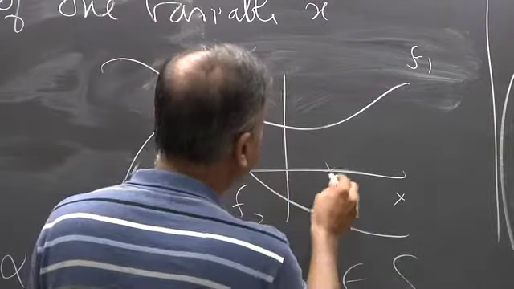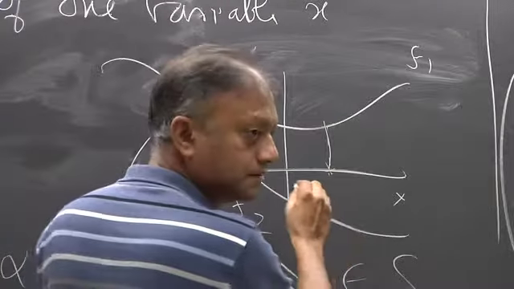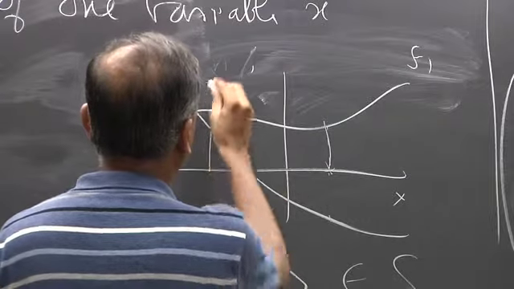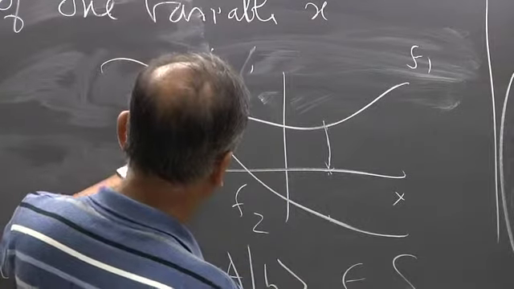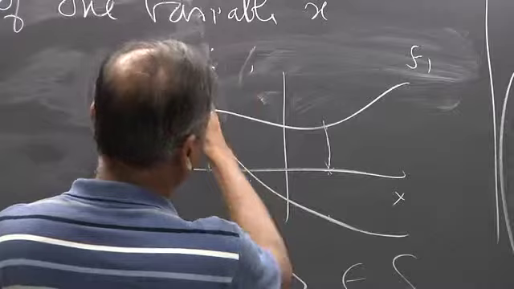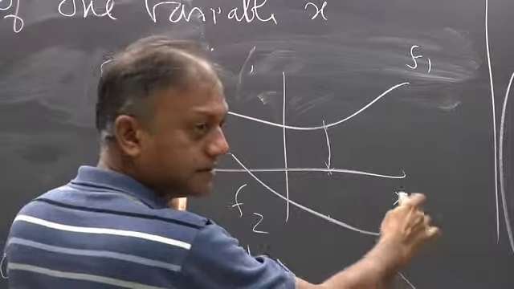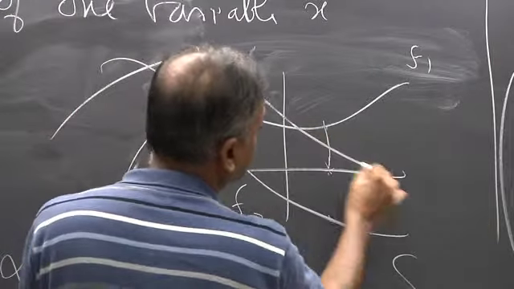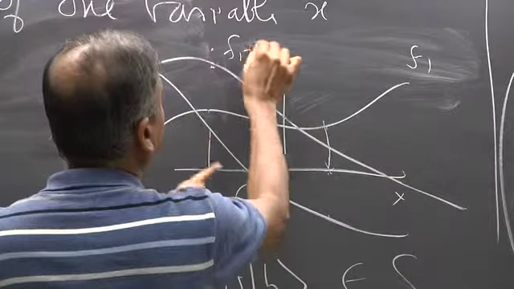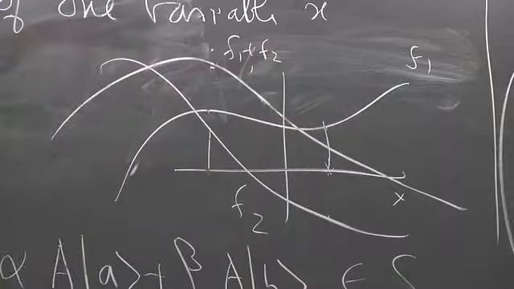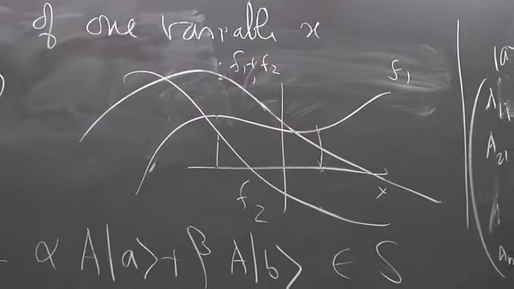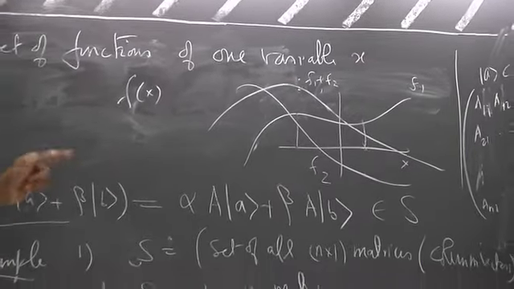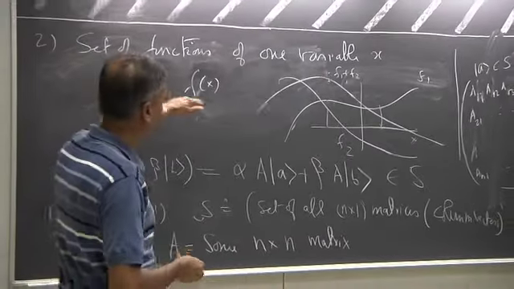Then f1 plus f2 is simply adding. At each point, you just add this plus that. At this point, you add this plus that, so the result will be something here, right? And then at each point you do that and join them together. So that will be another function, f1 plus f2. That's the definition, called point-wise addition. At each value of x you add them up. So this forms a vector space.